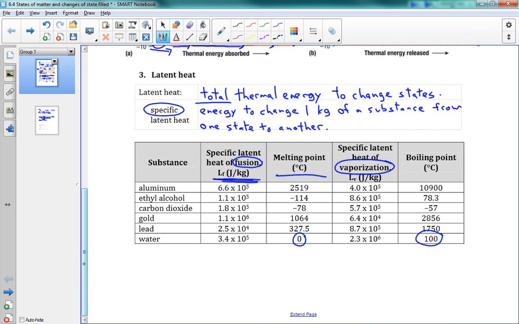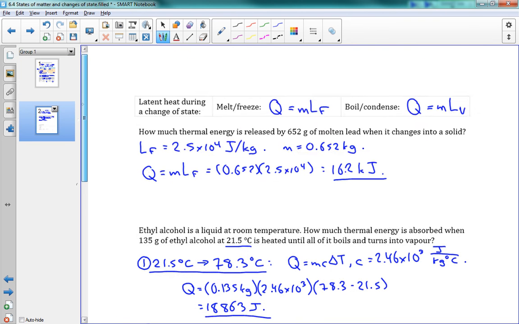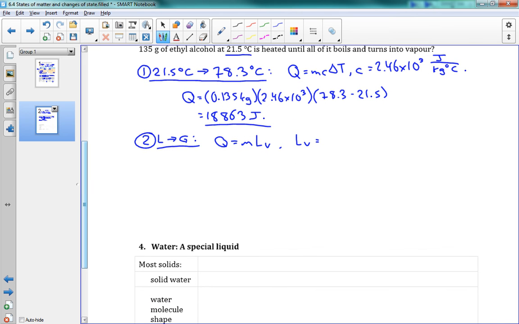Ethyl alcohol, 1.1 times, don't look at the latent heat of fusion, which is what I just started to do. Look over at the vaporization. You need to use the right state. So 8.6 times 10 to the 5, and that's joules per kilogram.